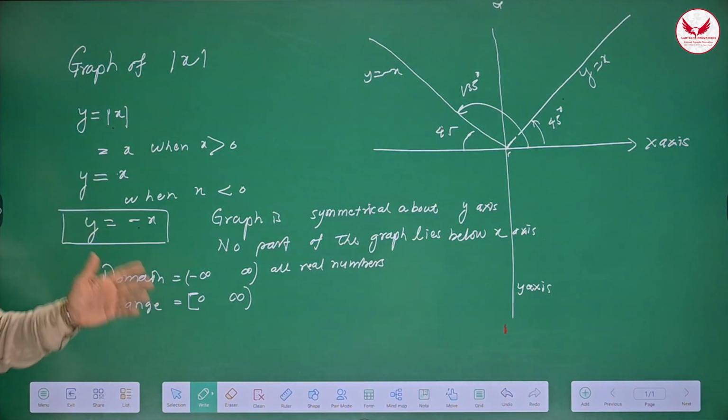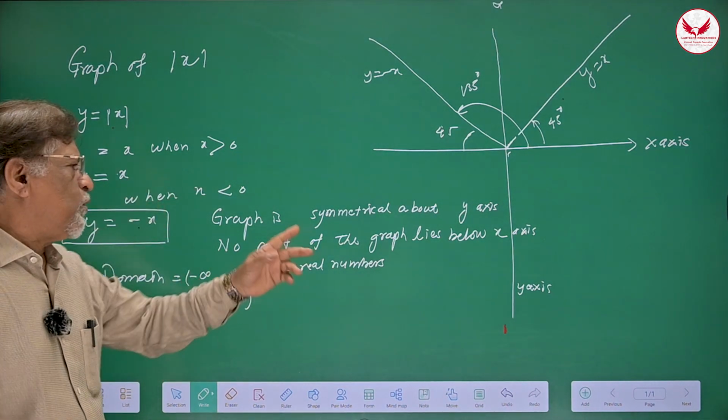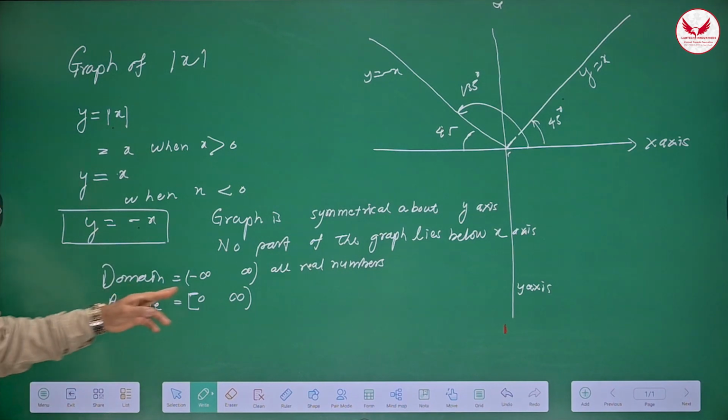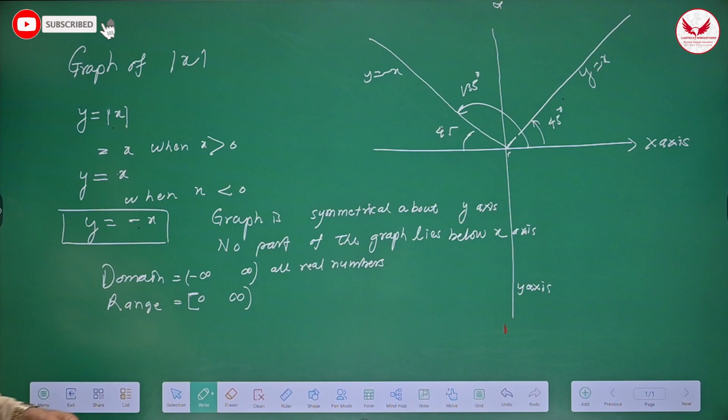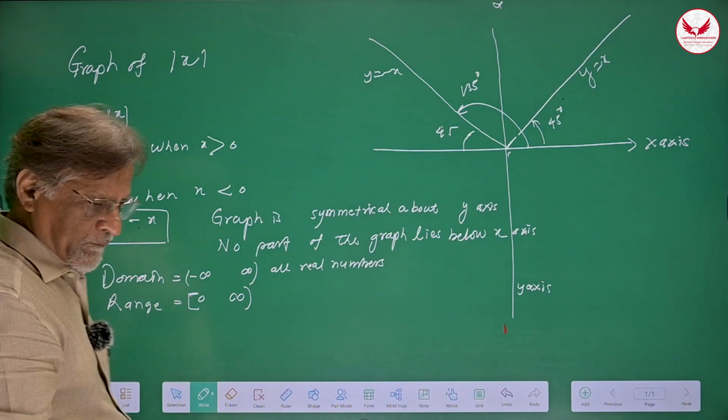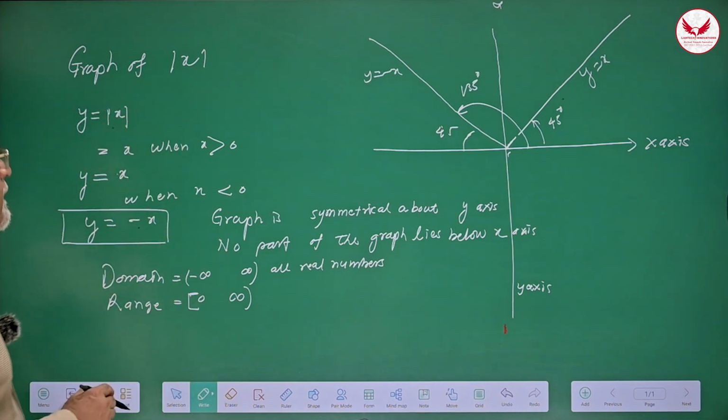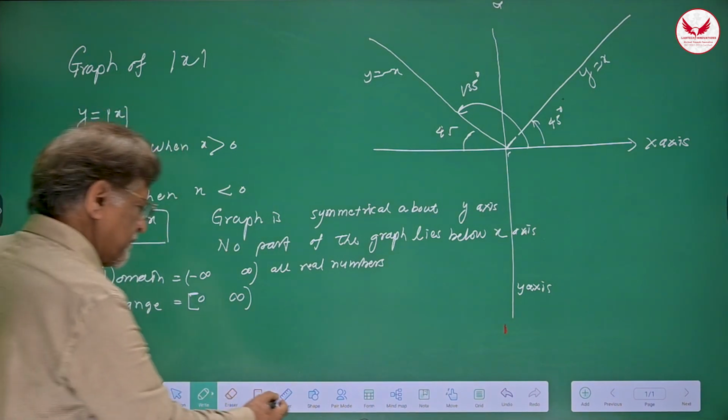So this is how the property of mod x is. These are the properties of mod x. Symmetric about y-axis. No part of the graph lies below x-axis. Domain is minus infinity to plus infinity. Range is 0 to infinity. This is the basic information about mod x that you should realize. Okay? Fine. So now, let us go over to the next function.